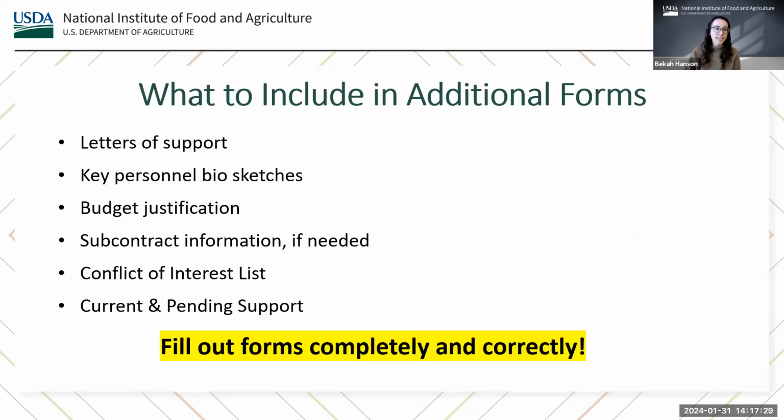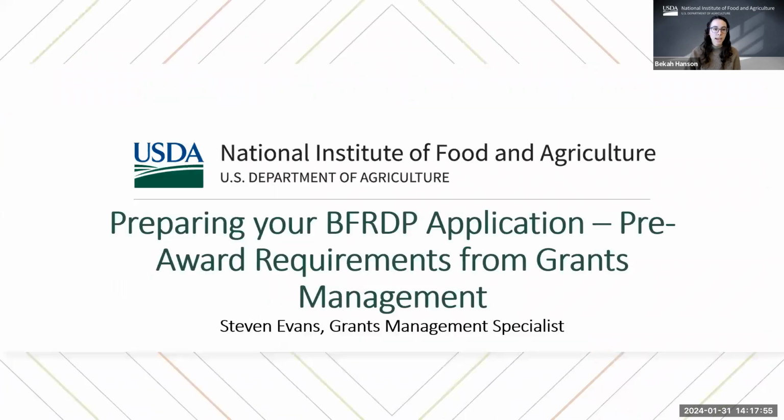And then just some last additional forms to bear in mind: letters of support. Again, as I mentioned, those key personnel bio sketches, your budget justification, subcontract information, conflict of interest list for your PDs and co-PDs, and then that current and pending support for your PDs and co-PDs. And many of these forms have templates that you can find in the RFA. And with that, I will pass it over to Stephen Evans.